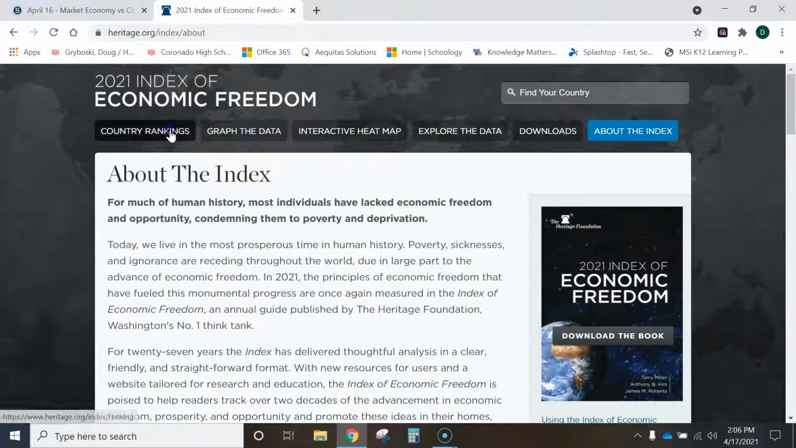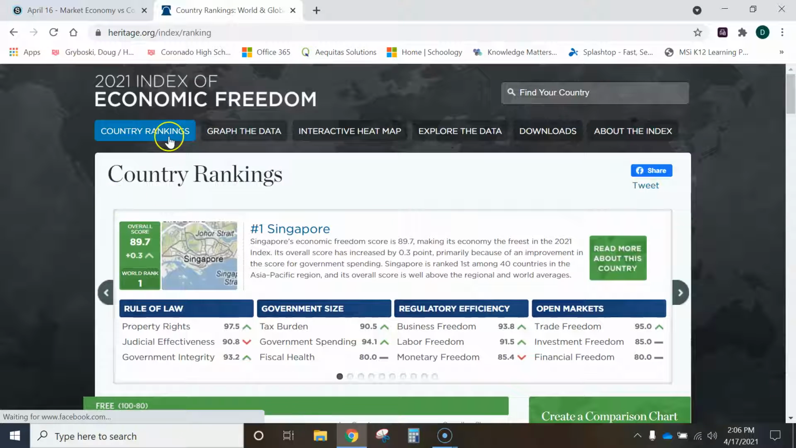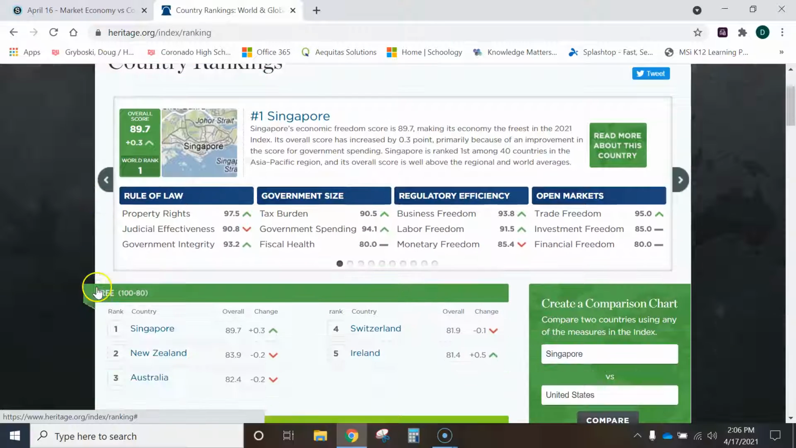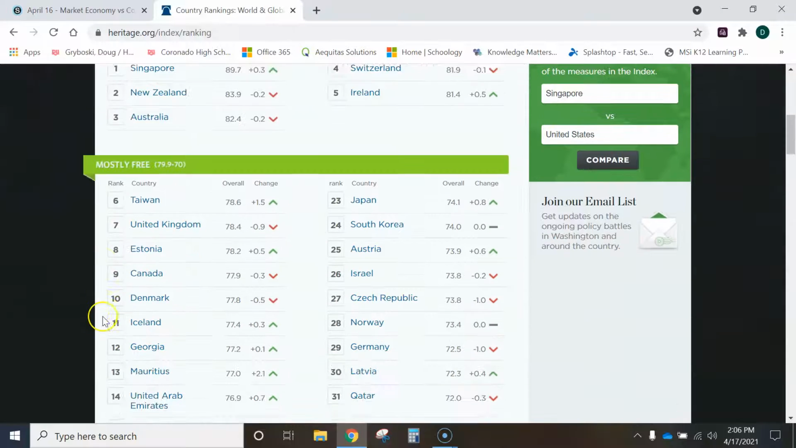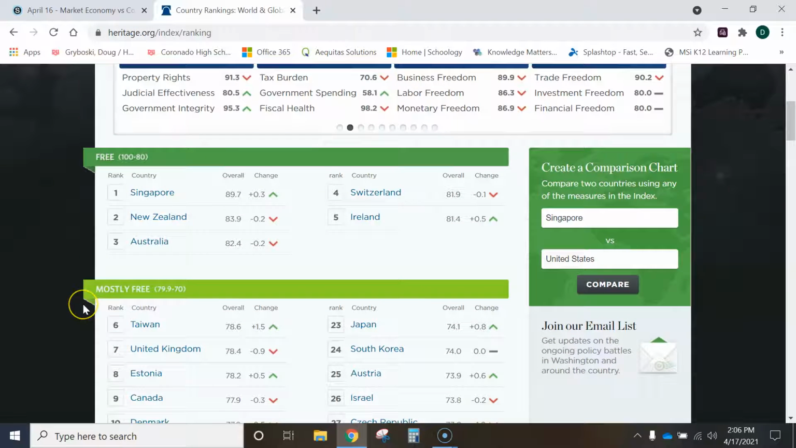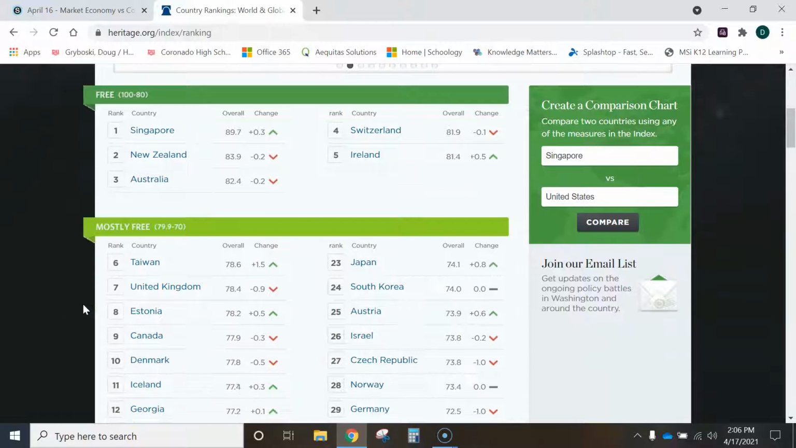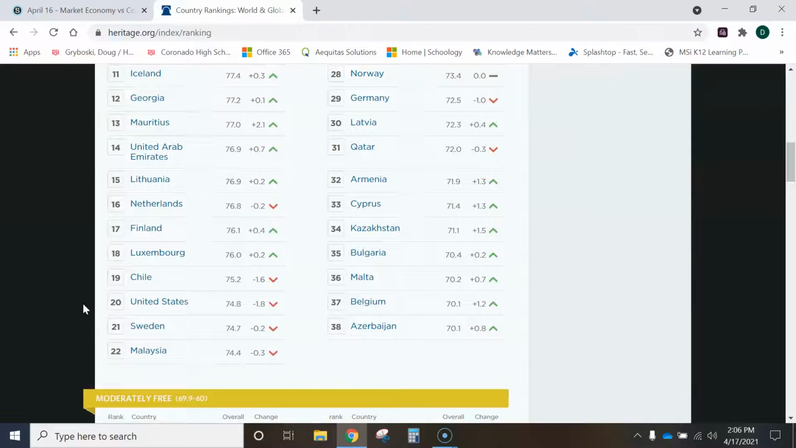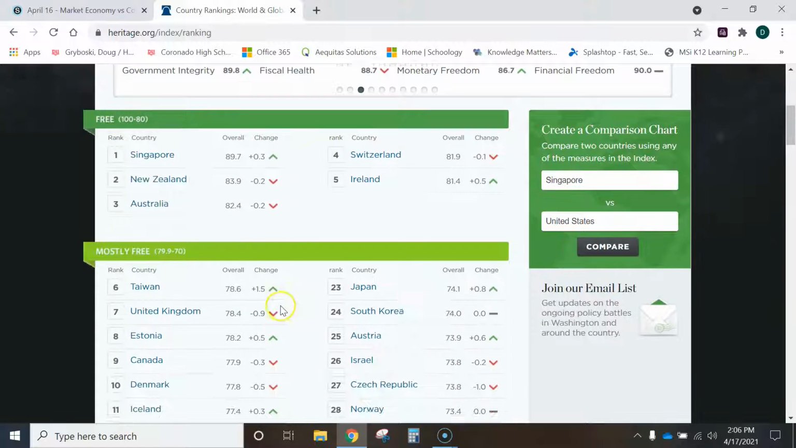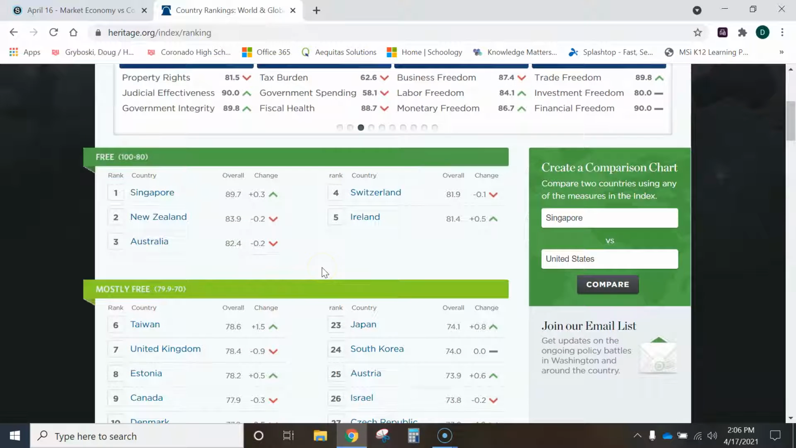Then we went in here and looked at the country rankings, and I went around the classroom and asked each student to identify one of two things: either tell me what you found interesting on the website, or what surprised you. The most common surprise students told me was, look at the United States, it's number 20. Most students were shocked at that. They thought the United States would be higher on this index of freedom.